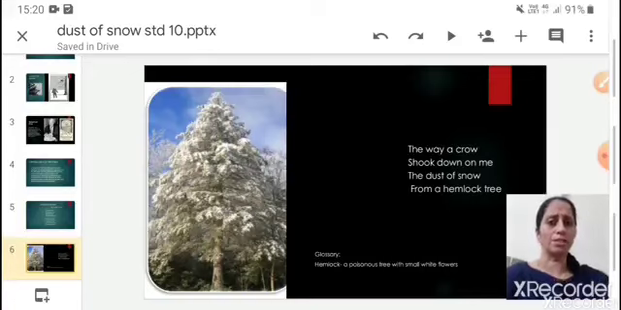It is just mentioned that the crow shook down on me. There was some movement by the crow, because of which what happened was snowflakes fell on the poet's body. And from where did it fall? From the hemlock tree.